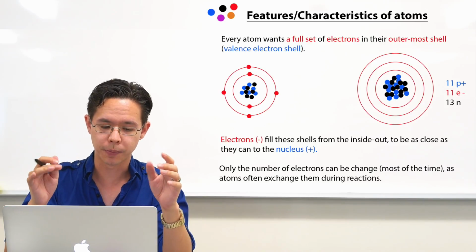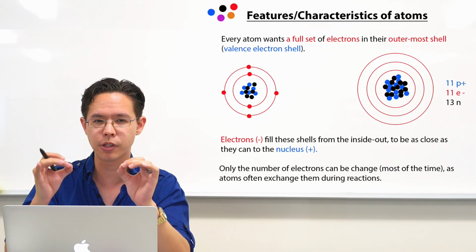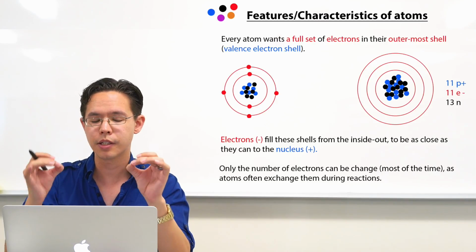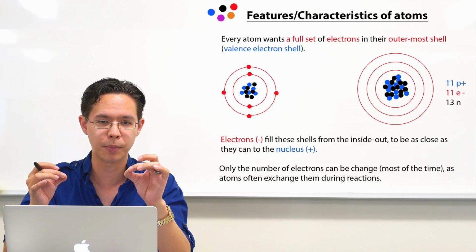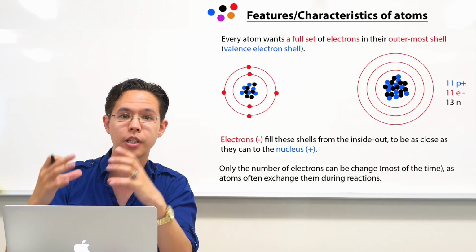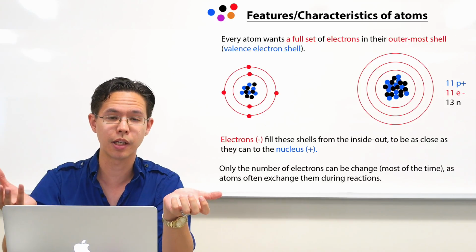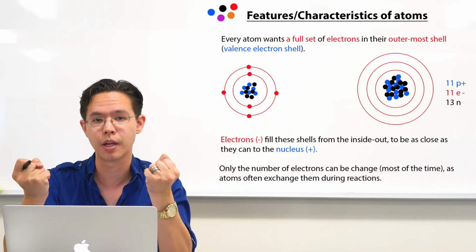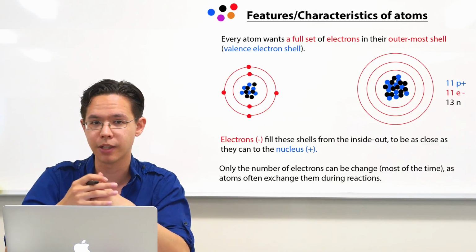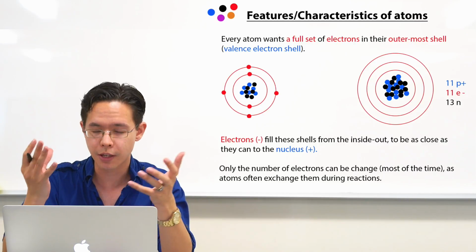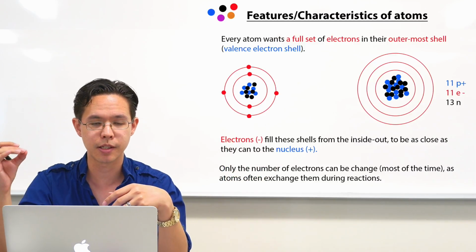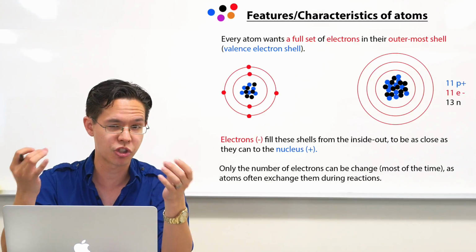So, first one, every atom wants a full set of electrons in its outermost shell. This is where all the interesting stuff happens in chemistry. This is the reason why materials or chemicals will actually react in the first place, because they want a full set of electrons in its outside shell. What if they're born with too many or too few? They will do whatever it takes, either give away the excess, steal whatever remaining that needs to get, or maybe sometimes it has to share.